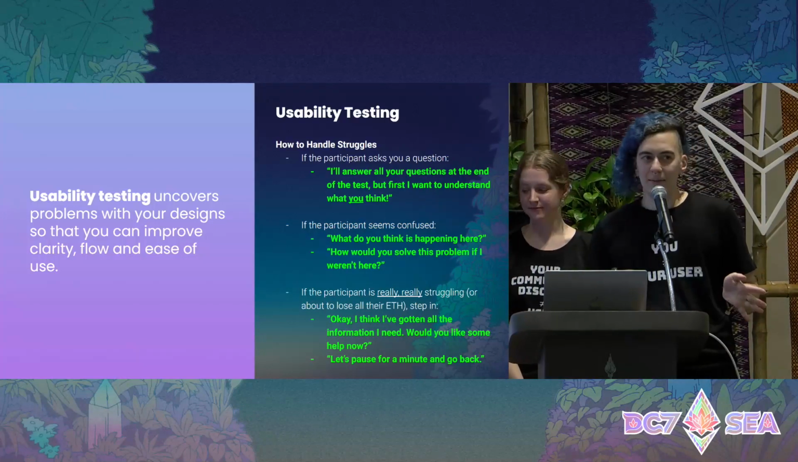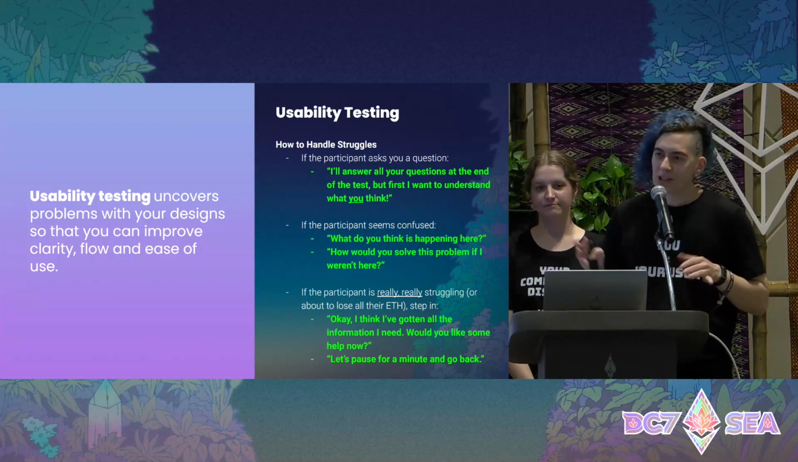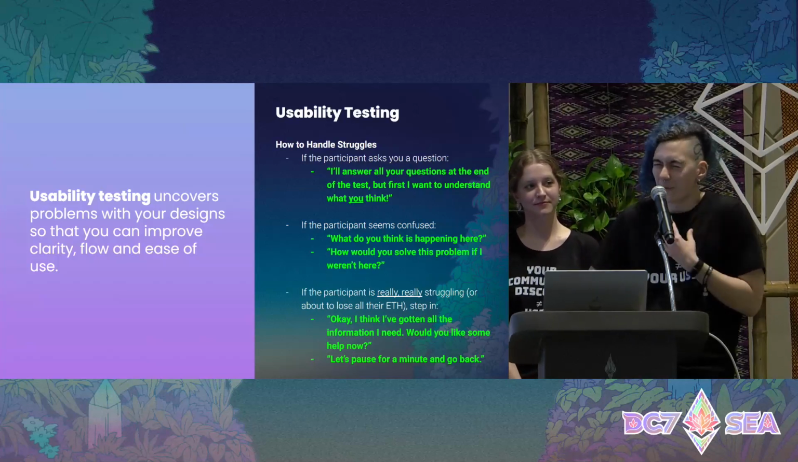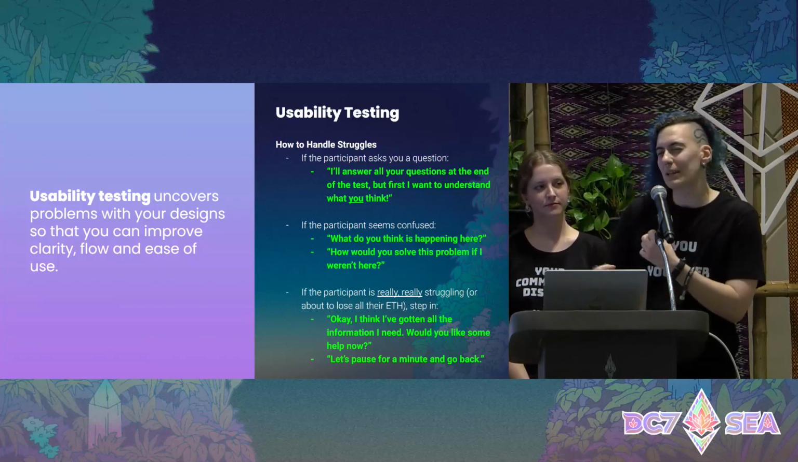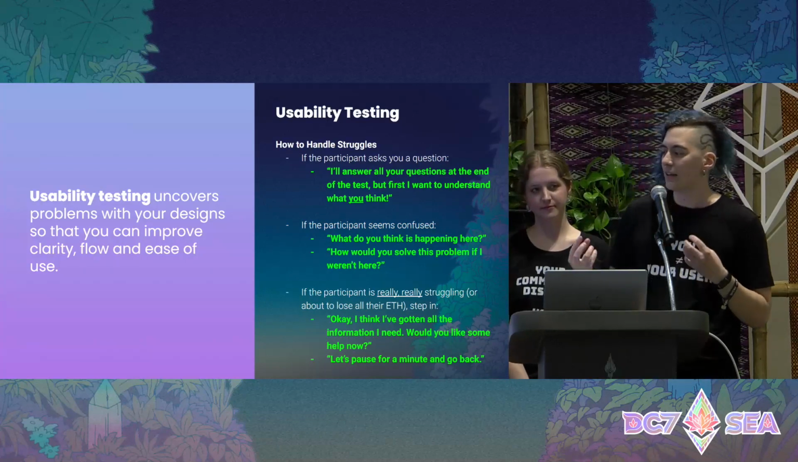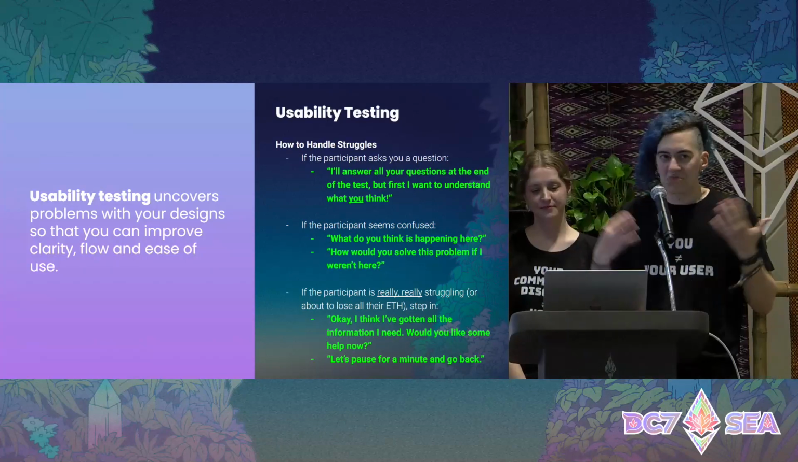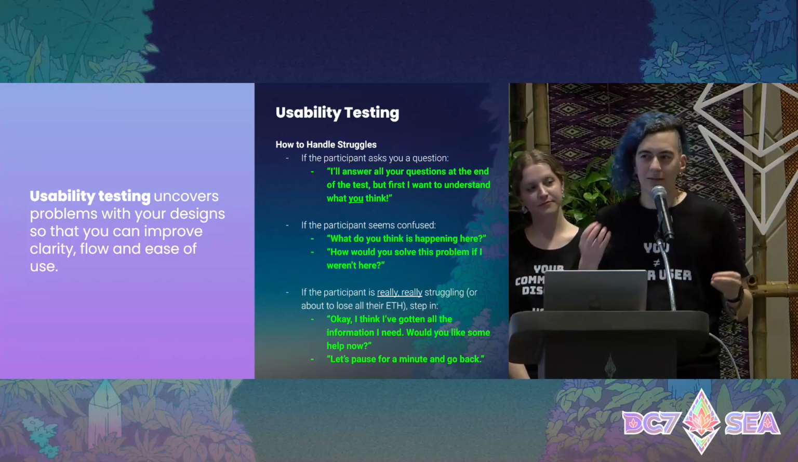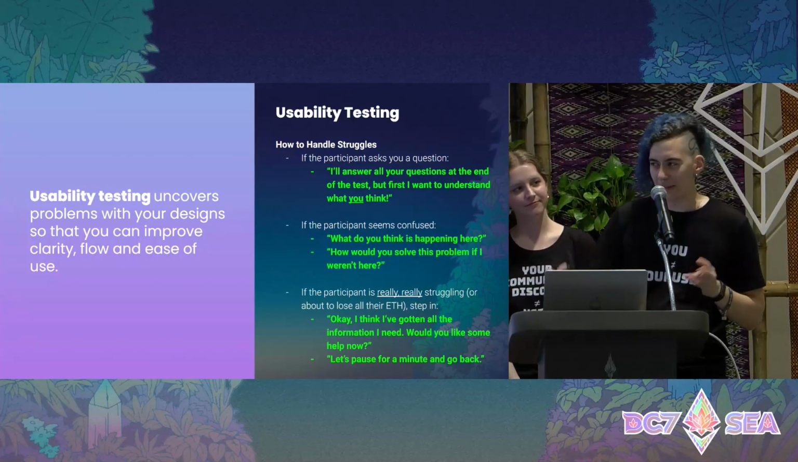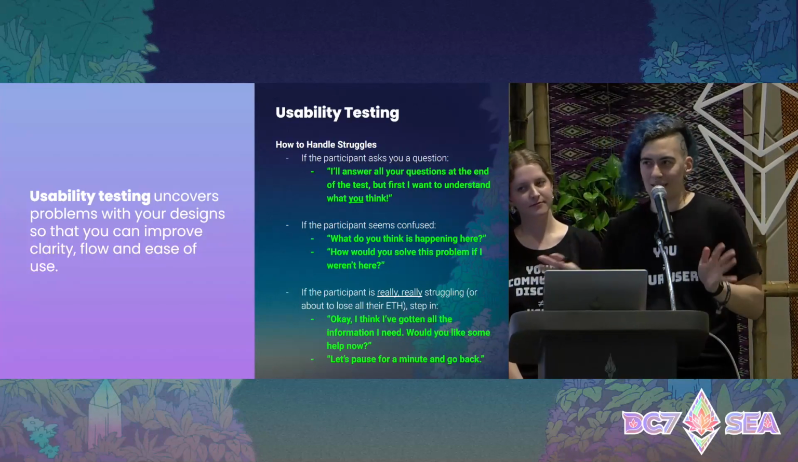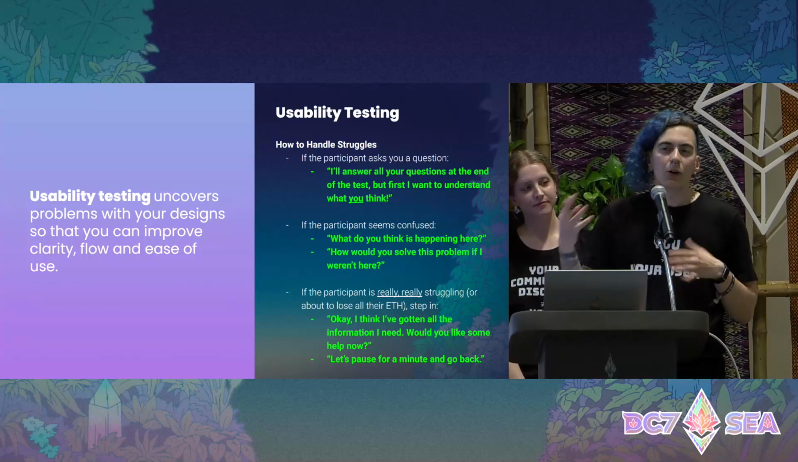If the participant seems confused, which most likely they will be, you can kind of nudge them to explain a little bit more about what is causing the confusion. So you can ask, what do you think is happening? Like, I see that you're wondering about something. I see that something is giving you pause. What do you think is the issue? How would you solve this problem?